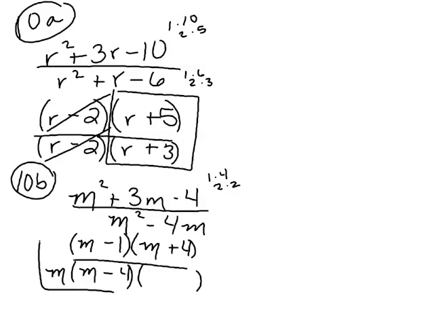So that would be the simplified version of this problem. I would have m times m minus 4 over m minus 1 times m plus 4.